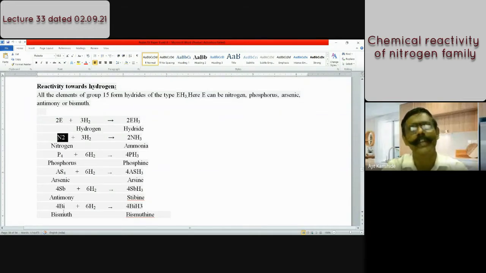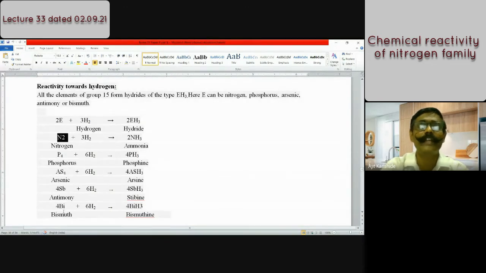Otherwise, the element plus hydrogen gives the hydride. The hydride for nitrogen is NH3, for phosphorus PH3, for arsenic AsH3, for antimony SbH3, and for bismuth BiH3. So three hydrogens surround the central atom of group 15 to form the hydrides. Because of the variation in elemental form, the reaction balancing varies. I hope you will understand the balancing of that reaction.